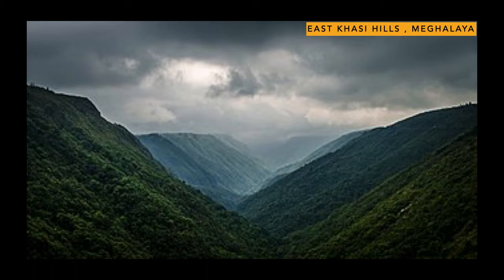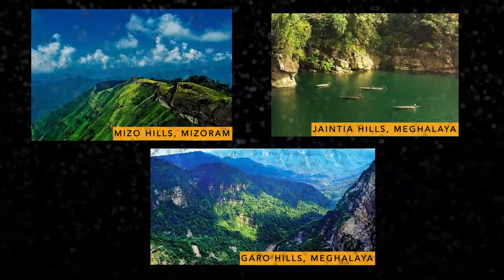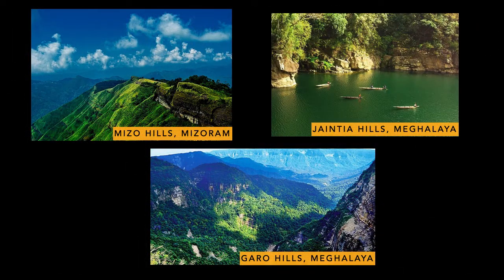This is a picture of East Khasi Hills in Meghalaya. This is a picture of Mizo Hills in Mizoram. Second one is Jaintia Hills in Meghalaya. And the third one, Garo Hills in Meghalaya.